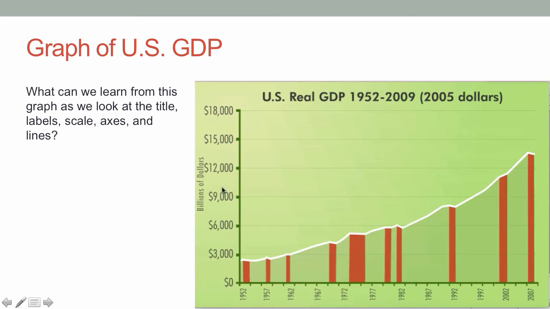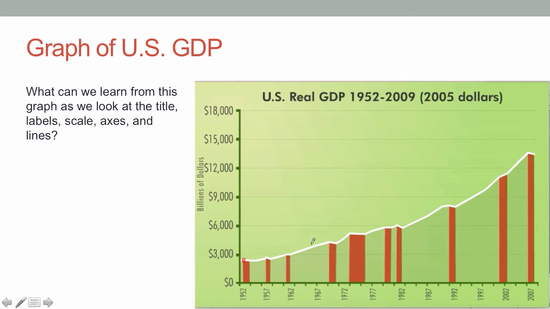On my y-axis, we have billions of dollars. What does that mean? So even though it shows $3,000 here, that's $3,000 in terms of billions of dollars. So actually it's 3,000 times a billion, which would make this $3 trillion. $6 trillion, $9 trillion. The US produces a lot, so we use some pretty big numbers, right? And I can pick some data points. I could say, okay, well, in 1952, the United States produced a little under $3 trillion worth of goods and services.